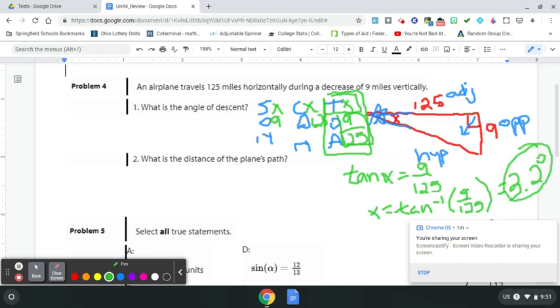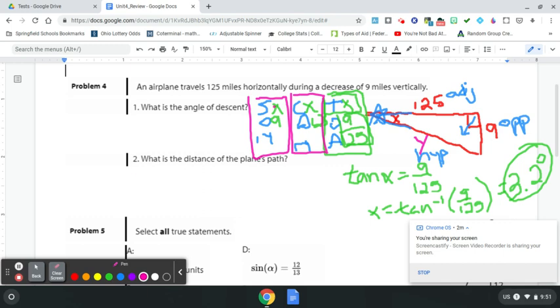The next thing they want is the distance of the plane's path. Well, the plane's path is the hypotenuse in this case. So you can either use trig. Now that you know the angle, you can use trig if you'd like. Just go back up here and plug in what you know. You can either use sine or cosine because now you know the angle and you're looking for hypotenuse.